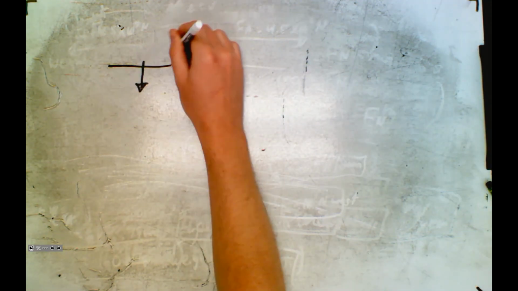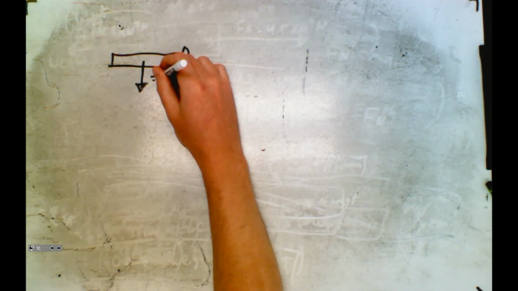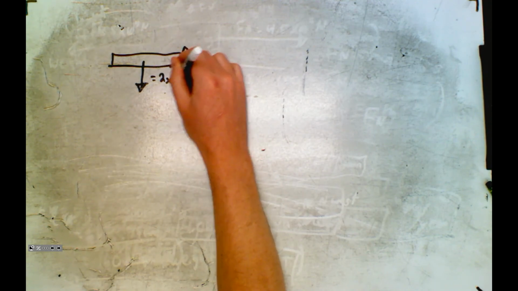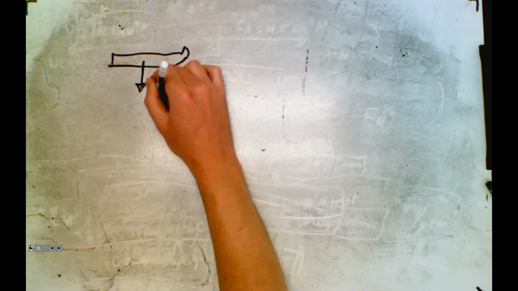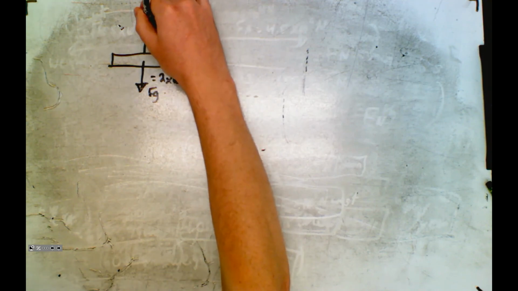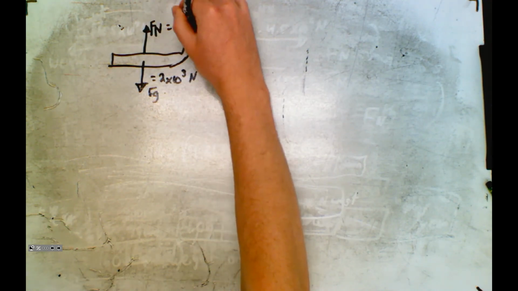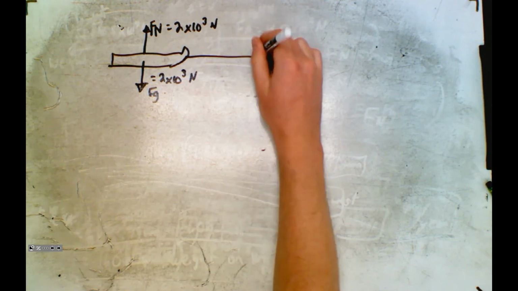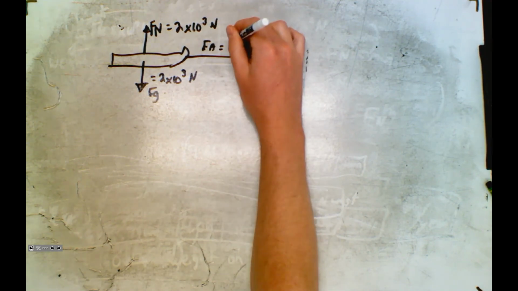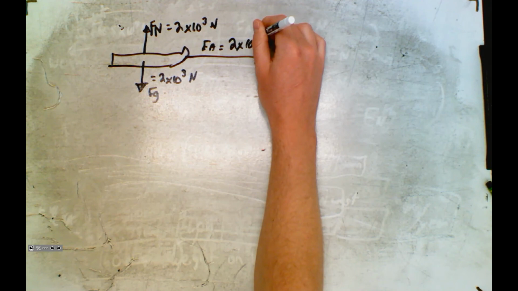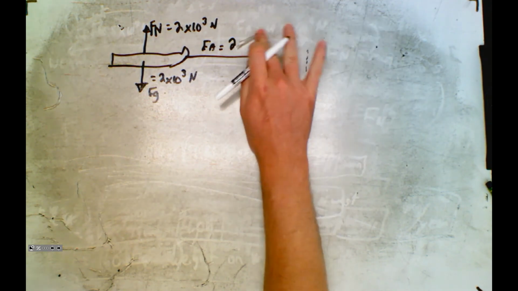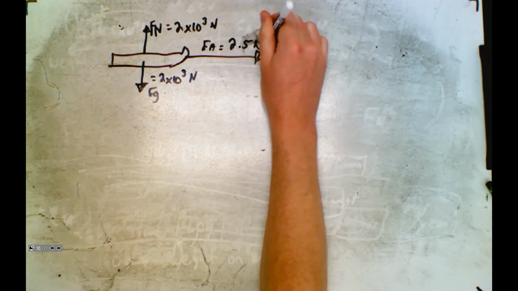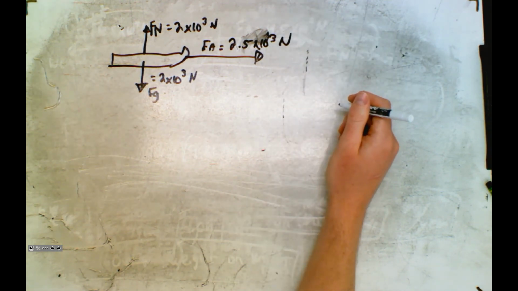So that's just referring to our weight. Our weight is 2 times 10 to the 3 newtons. That's our Fg, which also means that our force normal is equal to 2 times 10 to the 3 newtons as well. It says someone is pushing on it with a force applied of 2.5 times 10 to the 3 newtons until the instant before it starts to move.